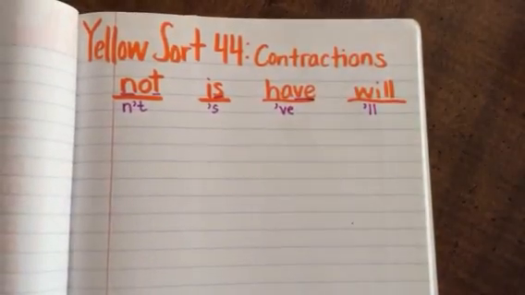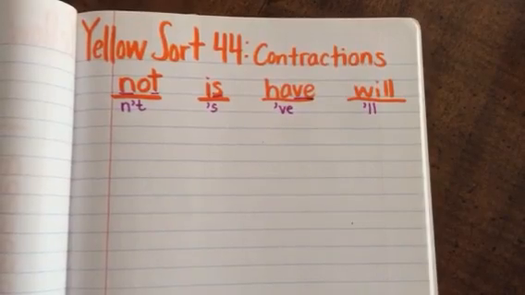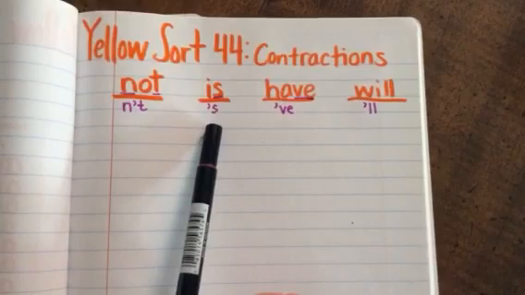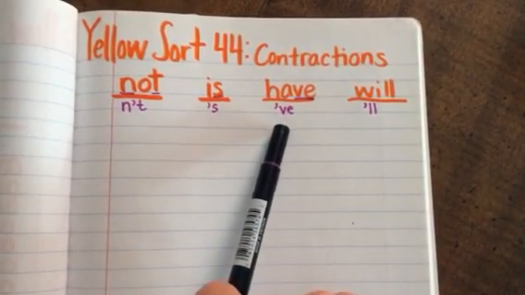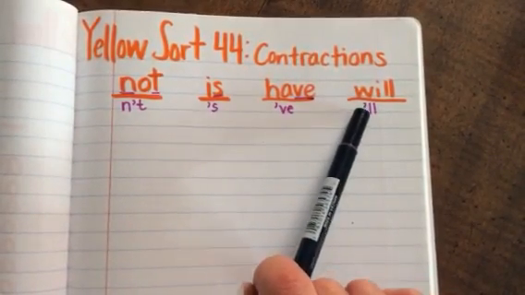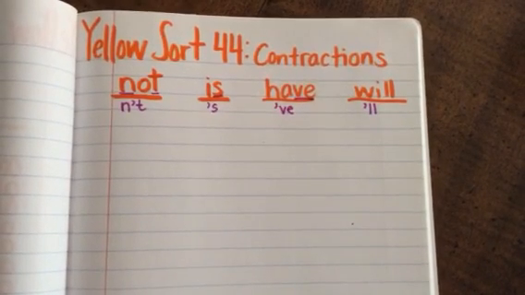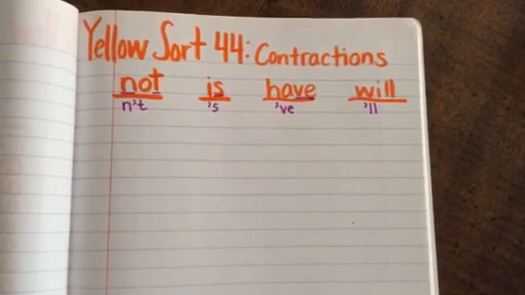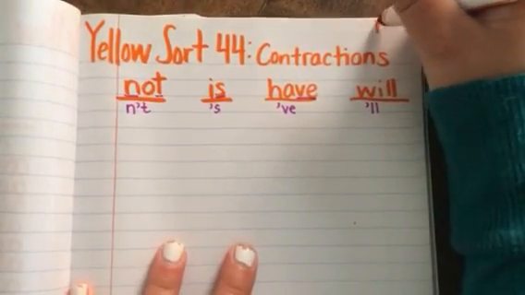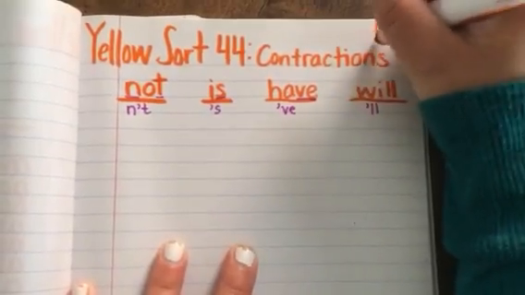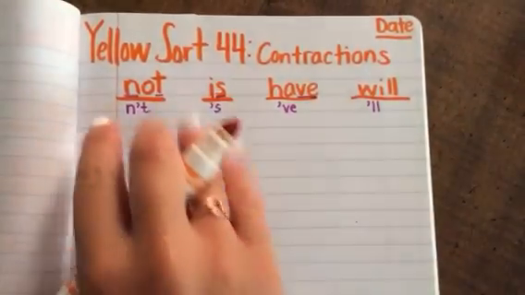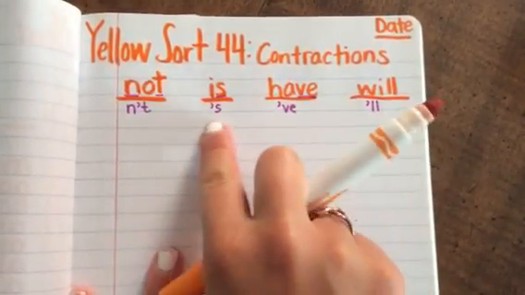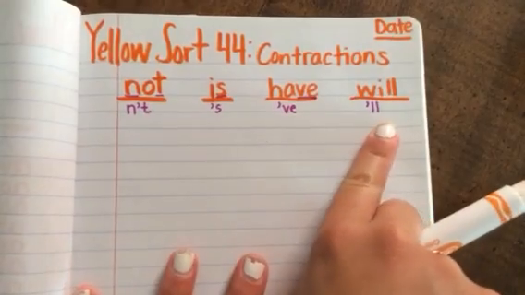So go ahead and pause the video, cut apart your cards, and sort them into these four categories. Not, an apostrophe T, is, apostrophe S, have, apostrophe VE, and will, apostrophe LL. Now that you have your word cards sorted, go ahead and get out your word study notebook, open up to the next clean page, and in the top right-hand corner, put today's date. Pause the video again so that you can correctly write the title and your four categories. Please make sure you include these in your categories as well. It will help you.